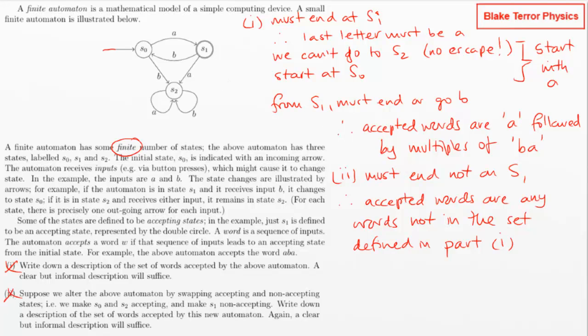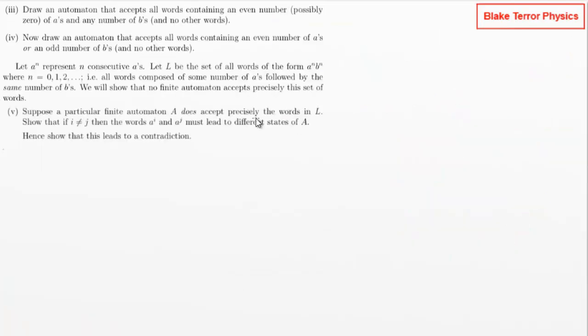There's plenty more of this. It's so wordy, this question. I have to cut it across 2 again. Part 3, draw an automaton that accepts all words containing an even number, possibly 0, of A's and any number of B's. So we have to have both. So an even number of A's and any number of B's and no other words.